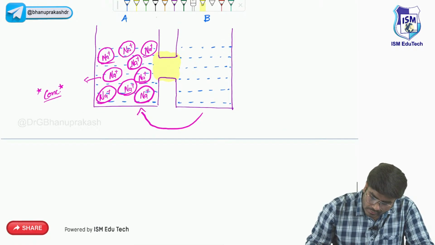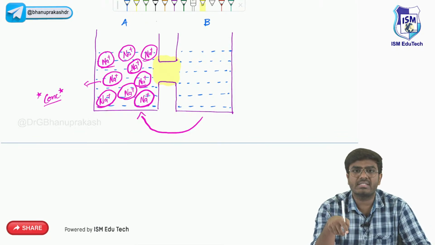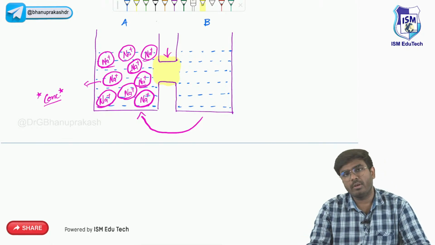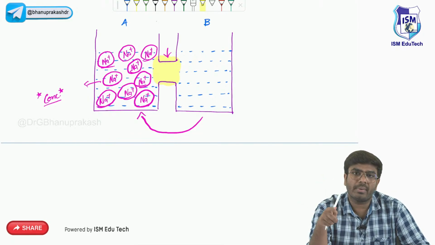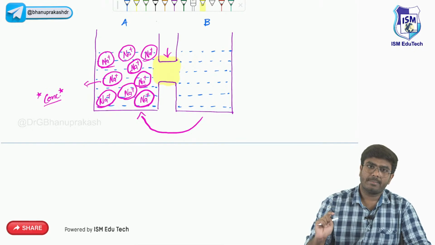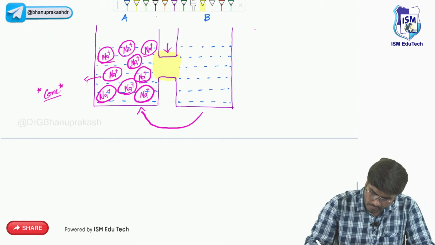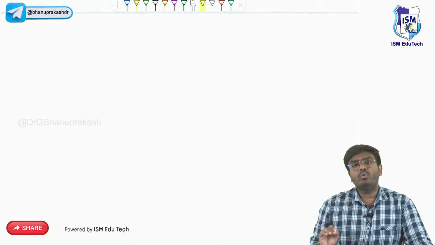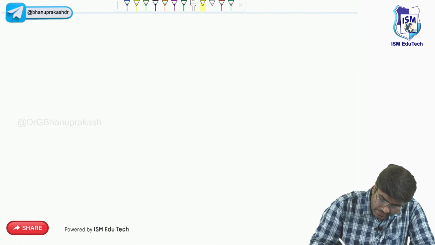Okay, so is water moving or not? Yes sir, water is moving. So transport is there via a semi-permeable membrane. This type of water transport through a semi-permeable membrane is called osmosis. So this is the example of osmosis. Now, how to apply this concept in our real life?